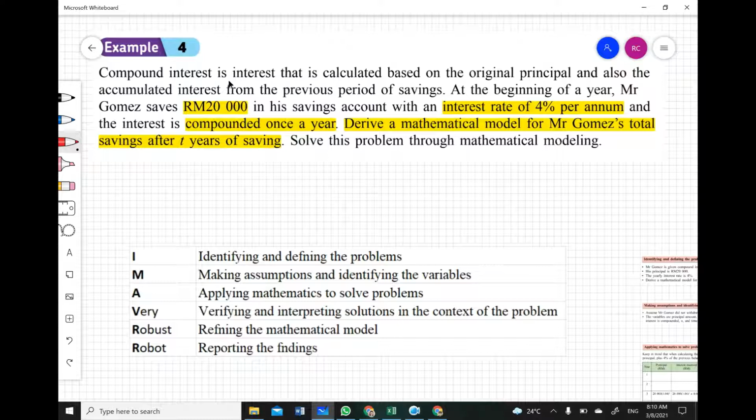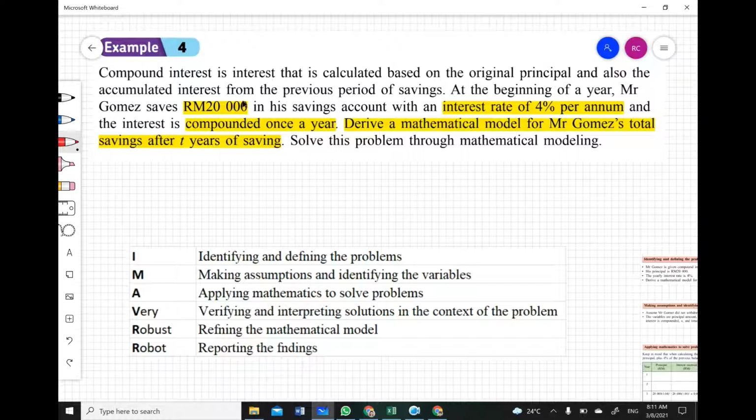Compound interest is the interest that is calculated based on the original principal and also the accumulated interest from the previous period of savings. At the beginning of a year, Mr. Gomez saved 20,000 in his savings account with an interest rate of 4% per annum. Do you still remember what is a compound interest? Interest multiple times per year. Yeah, correct. We have compound interest and the other one is simple interest, right? So this one is compounded a few times a year.